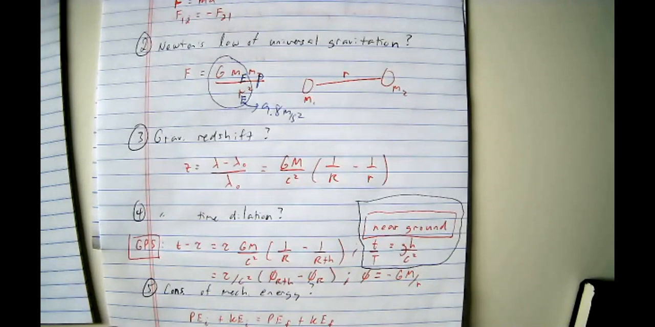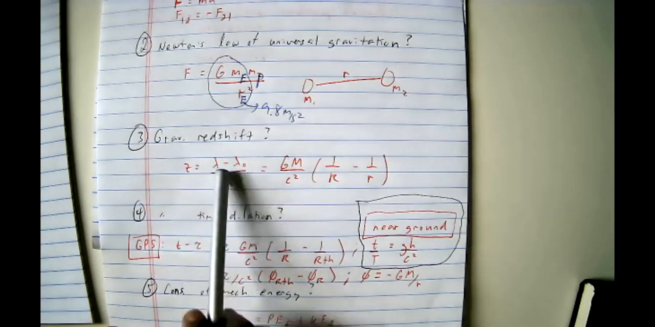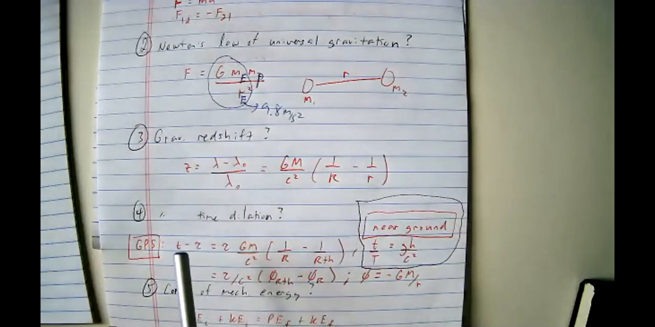You could also talk about a blue shift. So for example, if light was emitted at the surface of the Earth and then arrived at the sun, the wavelength would actually decrease. The wavelength would decrease. Okay.